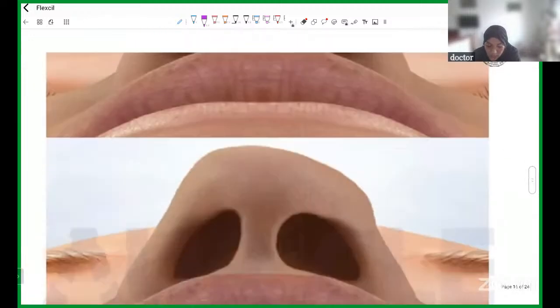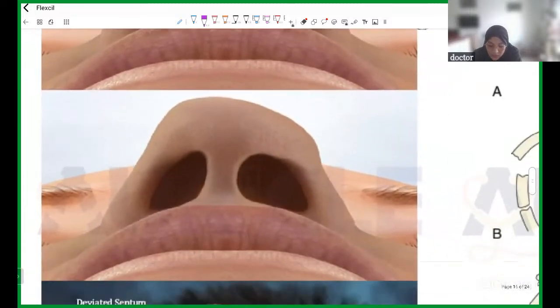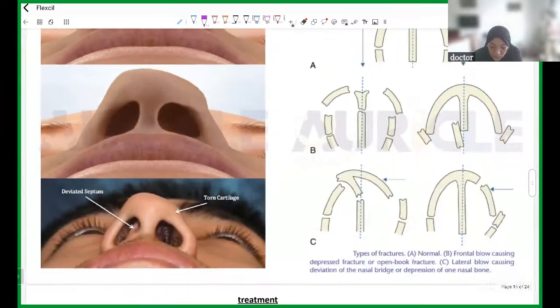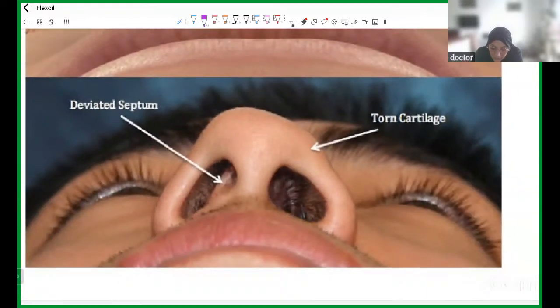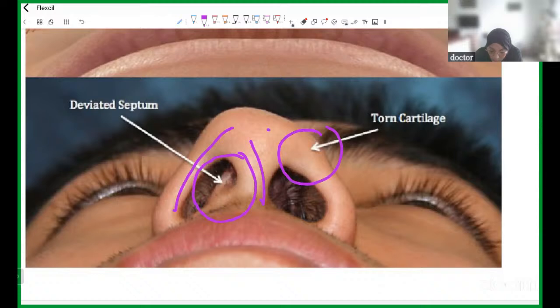Now, if you see here in the diagram, you see that the patient's nose is deviated from here. There is a deviated nasal septum. And you can see the cartilage is torn. This part of the nose has very thin bones, so it is very easy to get fractured.